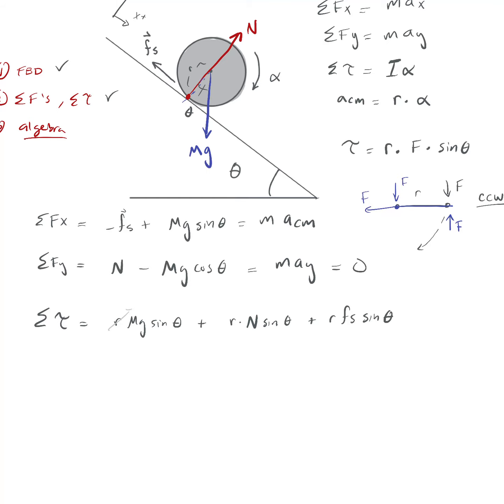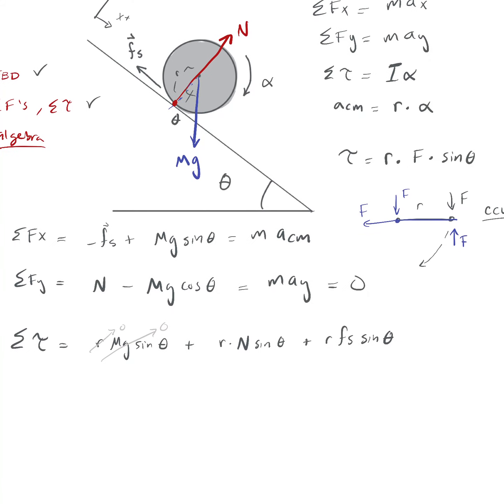So my radius is 0, so this whole piece goes to 0. Okay, what about over here? Well, I do have some distance that the normal force is away from the center of mass, right? Because it's acting on the surface. This normal force is pushing back from the surface.